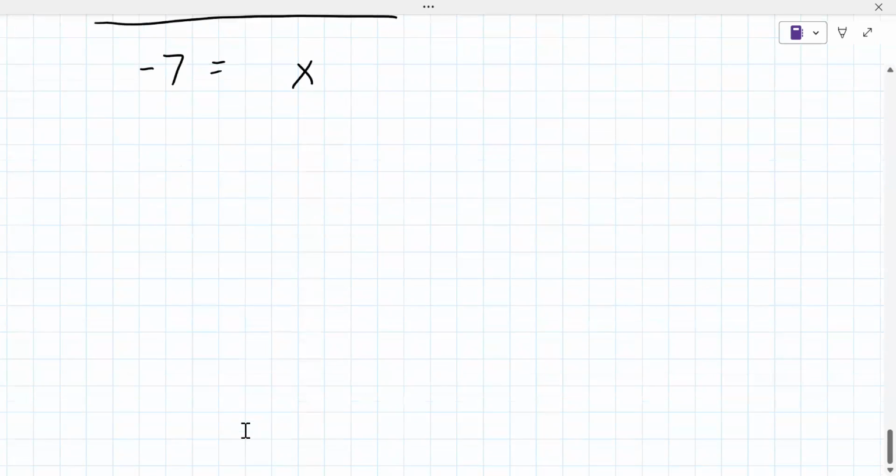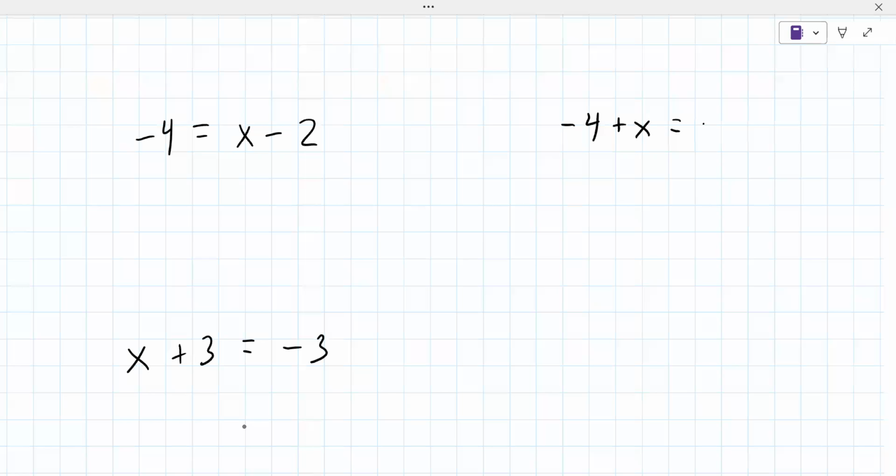No. Okay. So let's try this. Let's go: -4 equals x minus 2. x plus 3 equals -3. -4 plus x equals -8. x minus 2 equals -2. All right, so why don't you try solving some of these and let me know what you come up with.